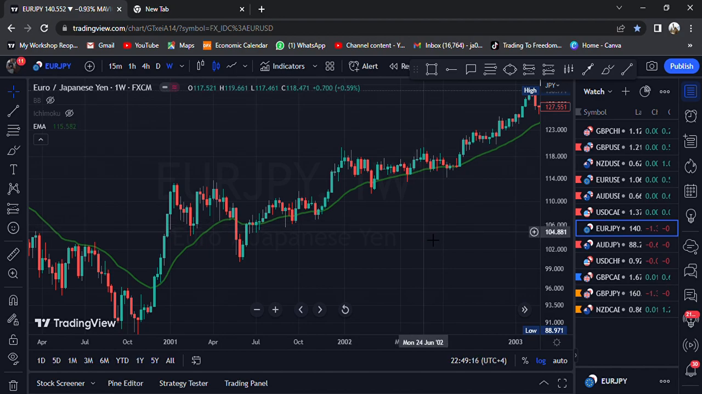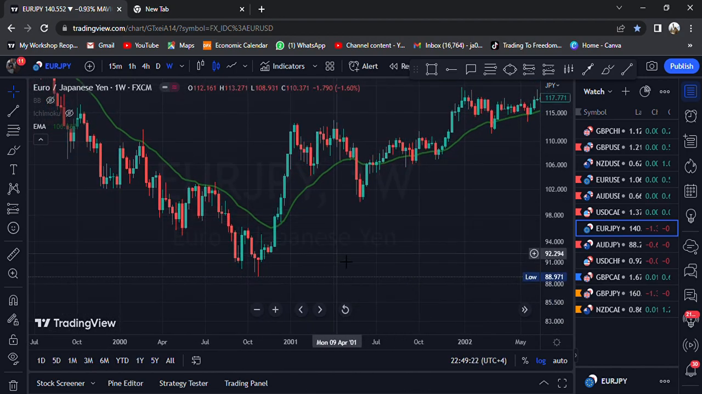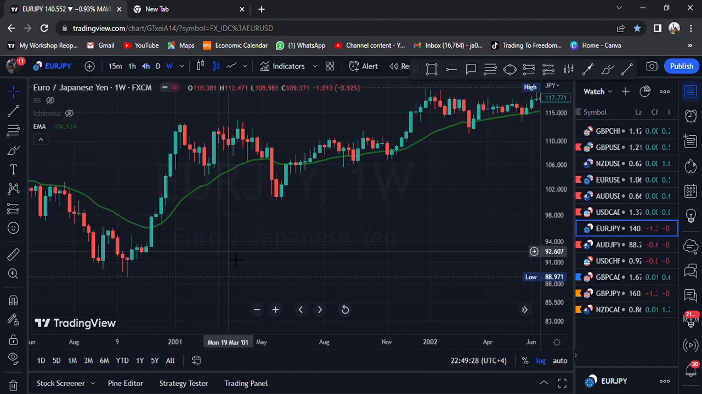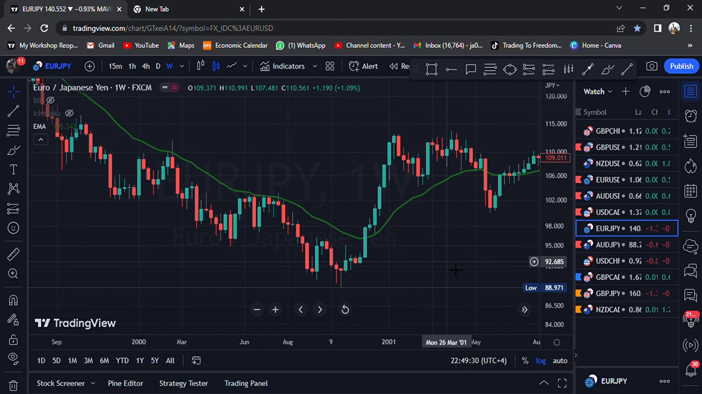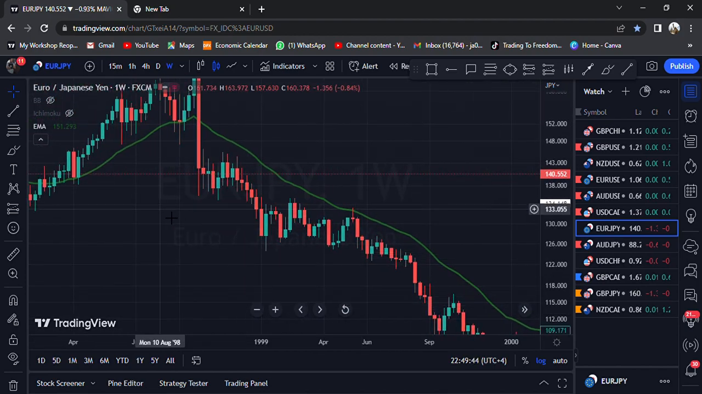Then there are so many of them, but these are the ones we're gonna look at today. There is the harami as well. The most important ones for me that I do use to enter a trade, as I said, candles do not only determine an entry. It's just one of the confluences to permit you to take that decision to enter.